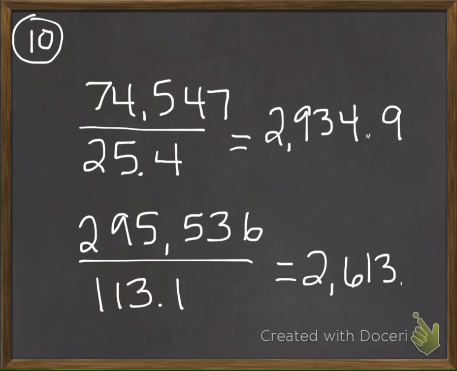2,613 and 5/100. Okay? So the first town had 2,934 people per square mile. The second town, although larger, only had 2,613 per square mile. Now back to the original question, which says, which city had a greater number of people per square mile? So would it be Bellingham, Washington, or would it be Bakersfield, California? Bellingham, Washington.